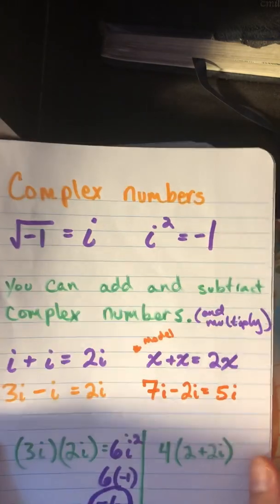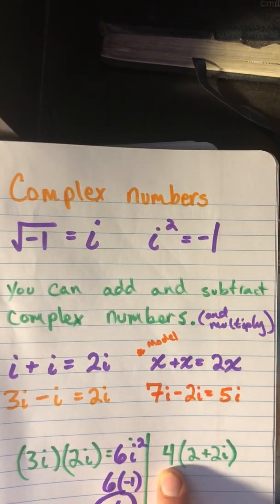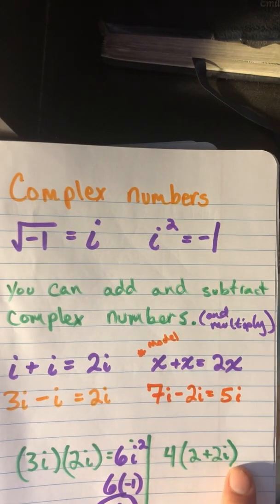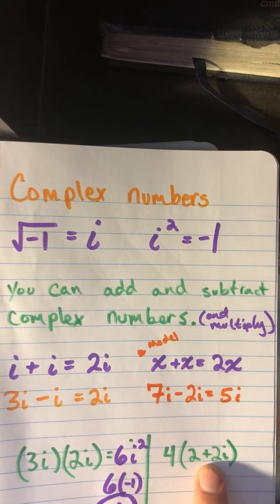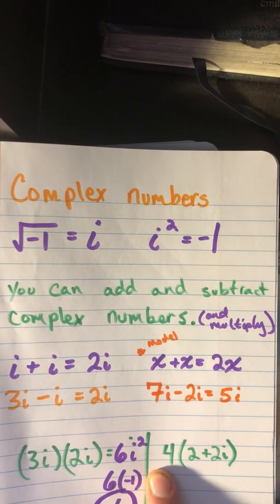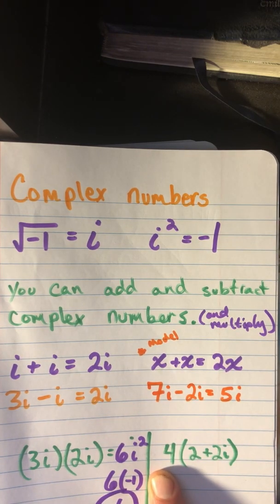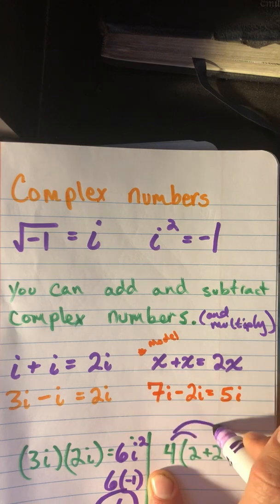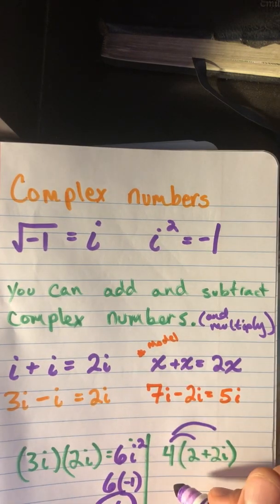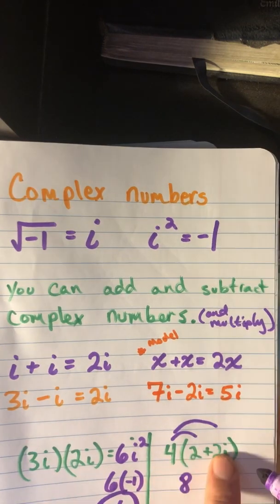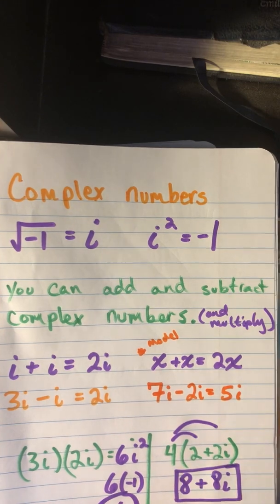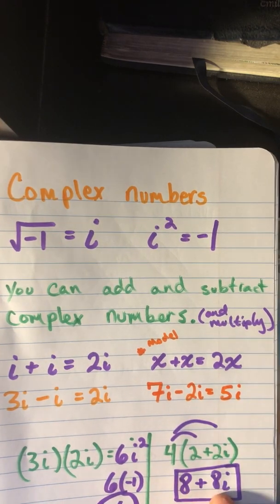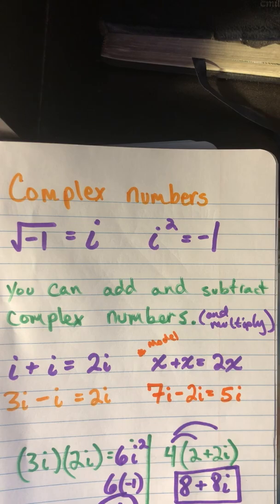Okay, the next problem I'm going to do is 4 times, and it's times because I have the parentheses, 2 plus 2i. So 2 plus 2i is my complex number. 4 is my other number, and I can multiply these. And I'm going to use the distributive property. So 4 times 2 is 8. And then 4 times 2i is going to be 8i. And this is your answer. You cannot combine 8 and 8i. These are not like terms.